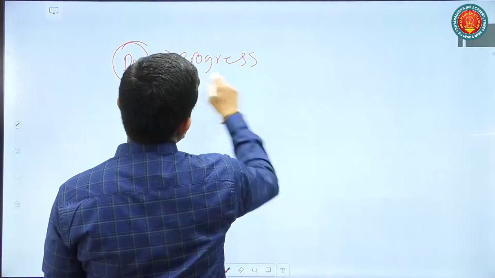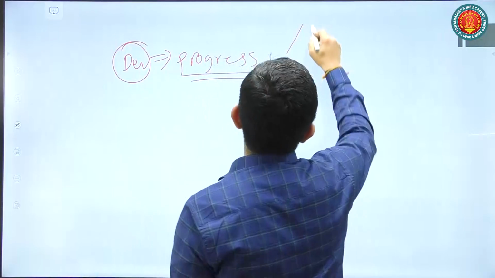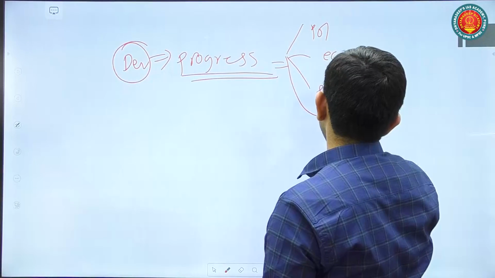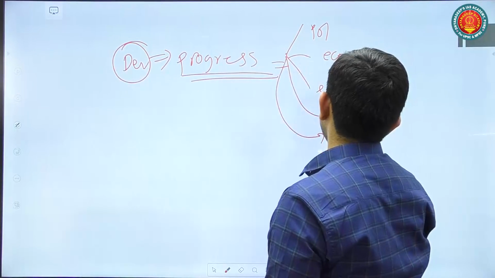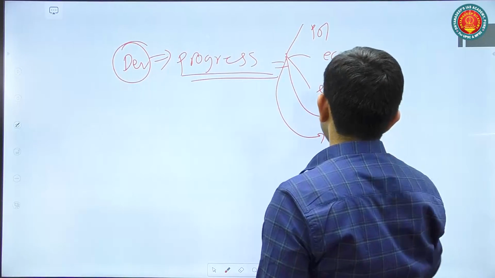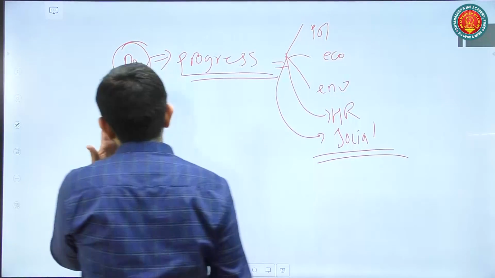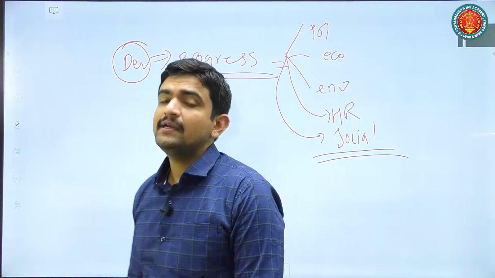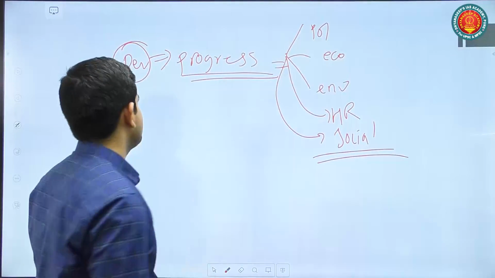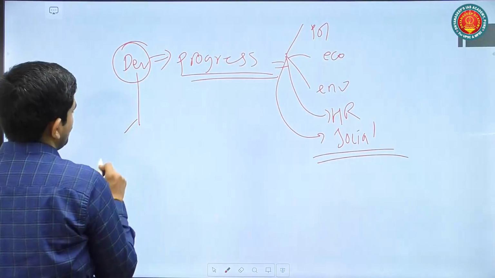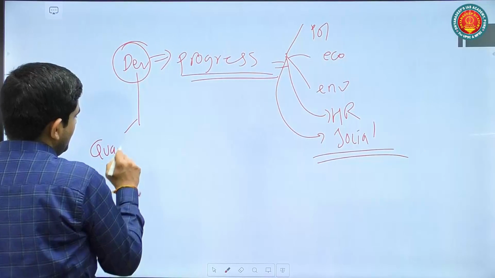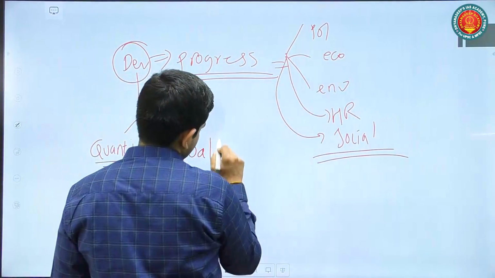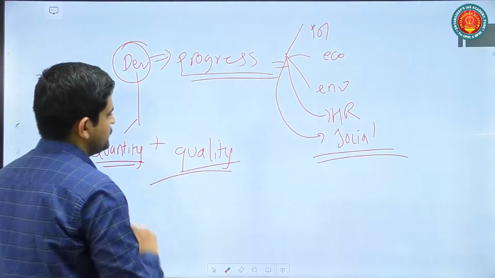progress happening in various walks of life, including political, economic, environmental, human resource, and social. Okay, these are the various dimensions of development, and that is progressive change happening in terms of quality as well as in terms of quantity. That aspect is very important. Development, unlike growth which has only quantity, will have quantity plus quality. Okay, so that is very important.